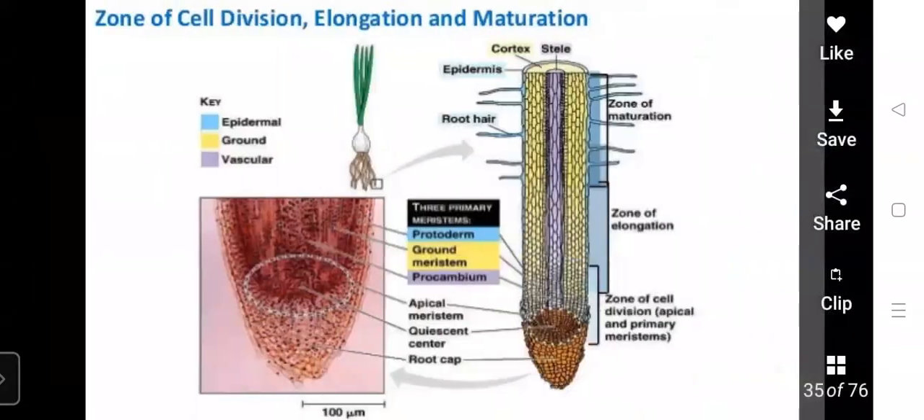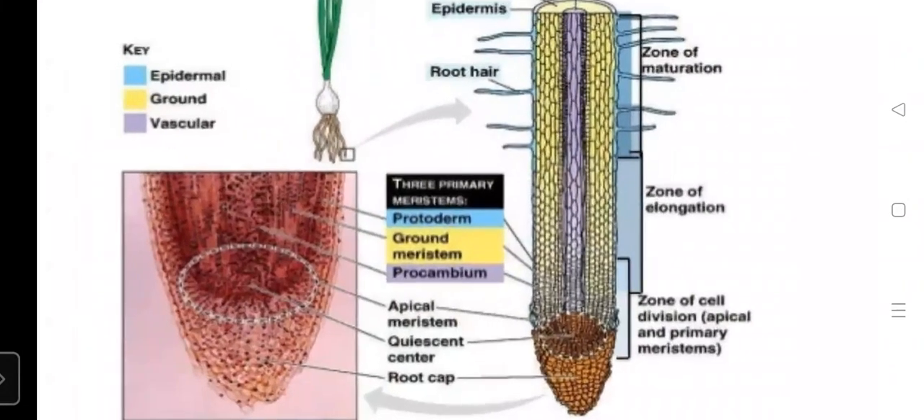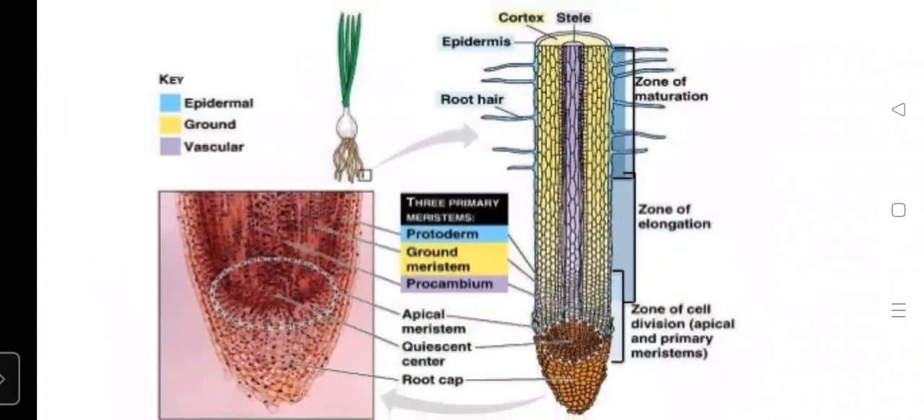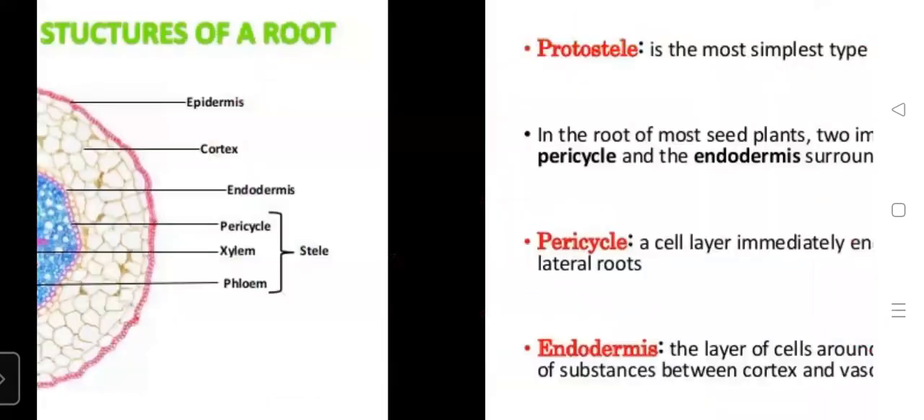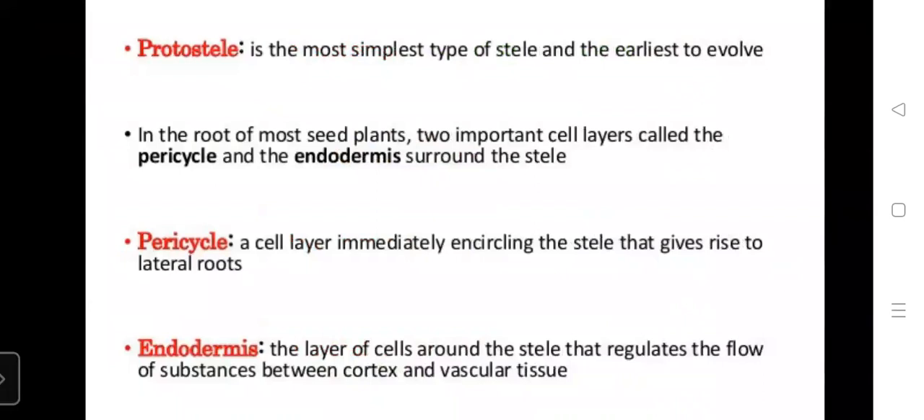And see here, protoderm, ground meristem, and procambium. This is how development goes on in the root, and it is shown clearly in these diagrams. Protostele means the simplest type of stele, where the xylem is around the phloem. That type of stele is called a protostele.